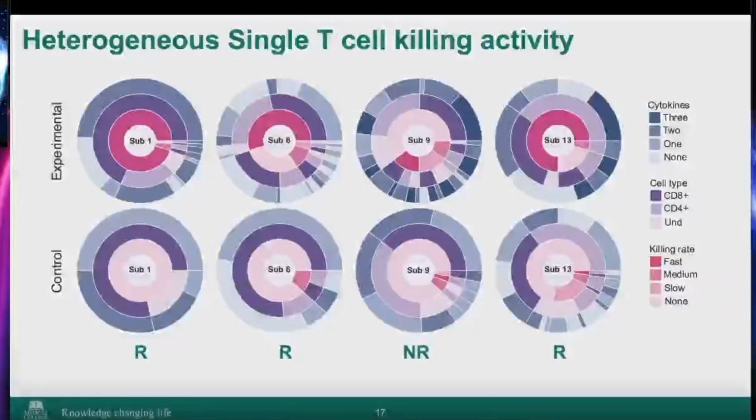And so we set up the assay so that we had control target cells that didn't express our CD19 and CD20 antigen to ensure that there weren't any non-specific killing of our tumor targets. And so if you look from left to right, what you'll see is that there is variability in the frequency of fast, medium, slow killers between patients, but all of the patients that were responders, which is indicated by the R at the bottom of these sunburst plots, tended to have a greater frequency of these fast-killing CAR T cells.